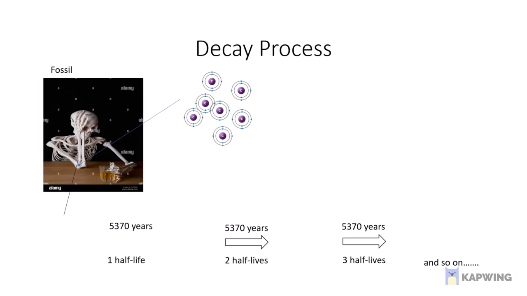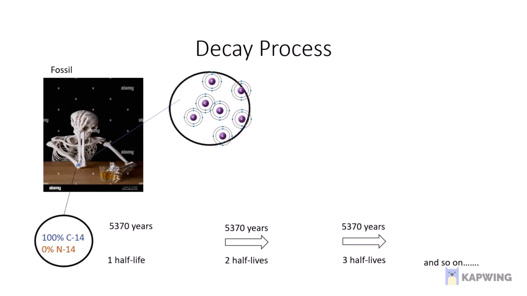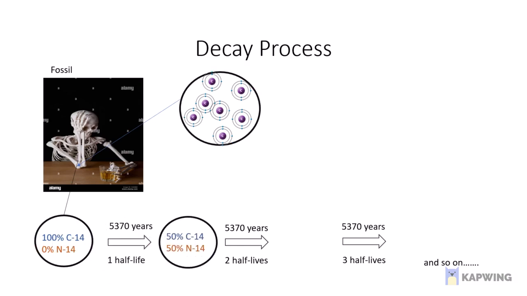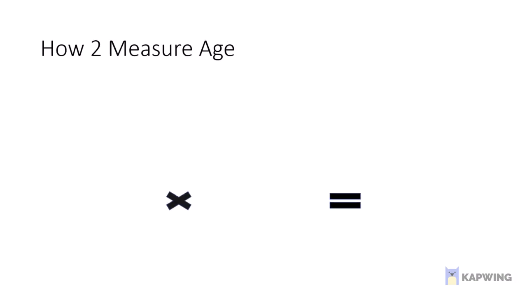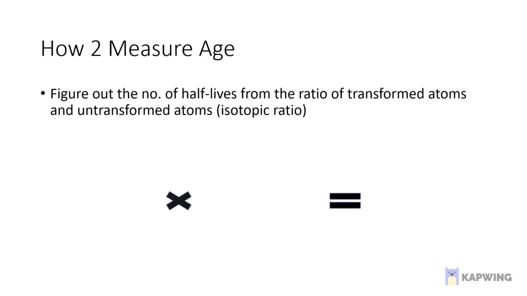So let's take this very professional animation, for example. There's a fossil, and it's going to contain some carbon. At the start, it's going to have 100% carbon-14, and after a certain amount of time, it's going to decay and transform into nitrogen-14, so around half of it. After another 5,370 years, it's going to decay again and transform into nitrogen-14, and so on and so forth. The time it takes for half of it to decay is called its half-life, and carbon-14 has a half-life of 5,370 years.